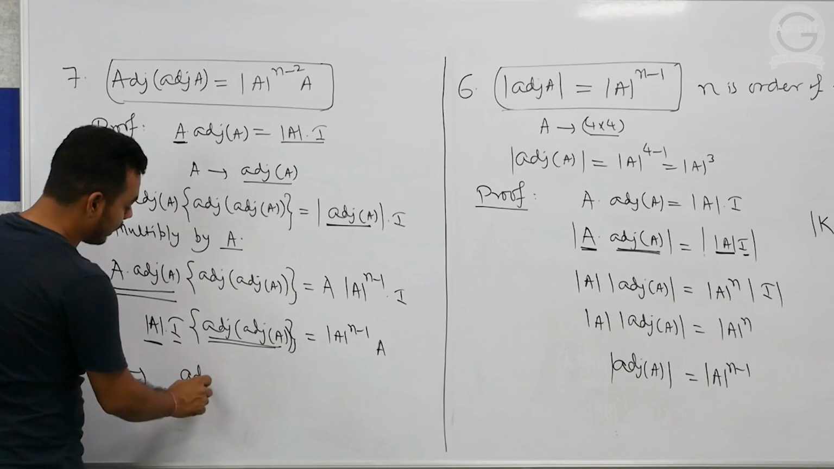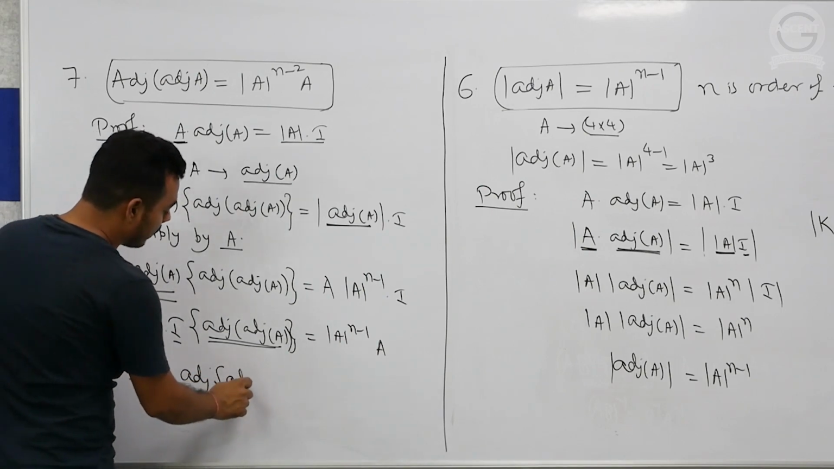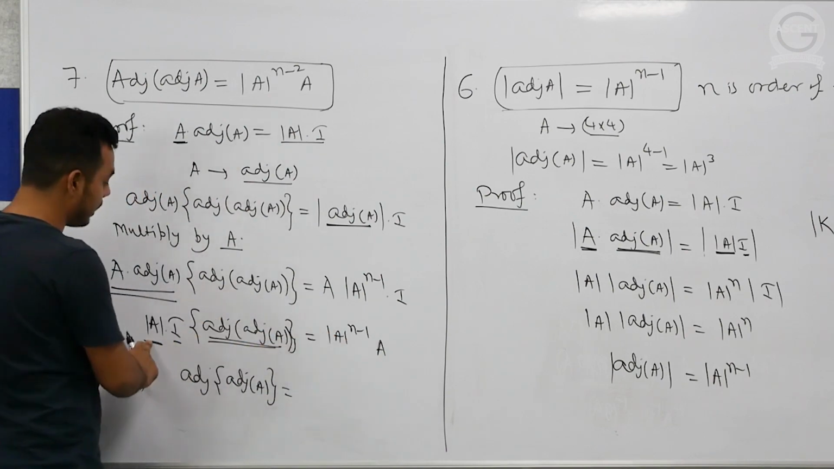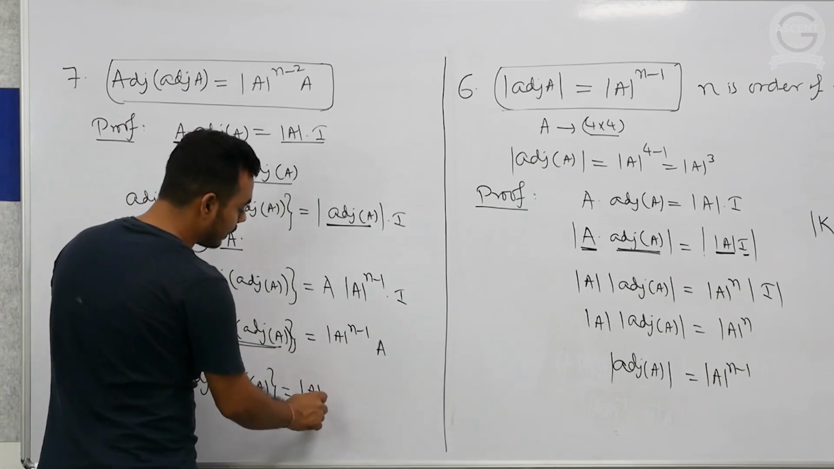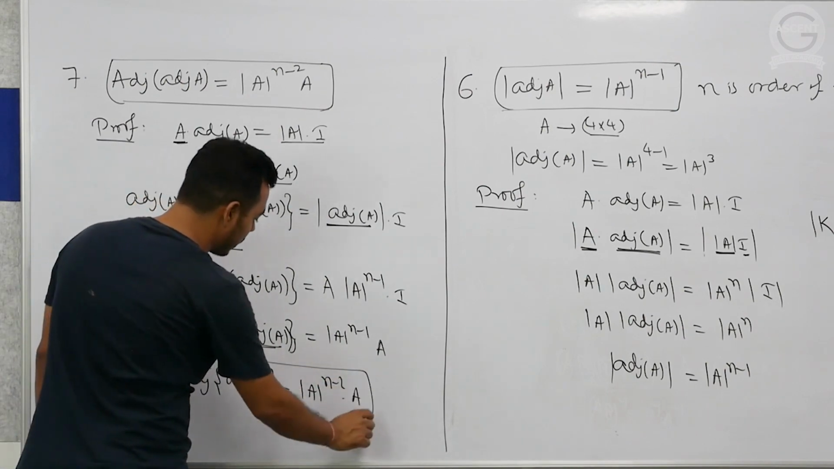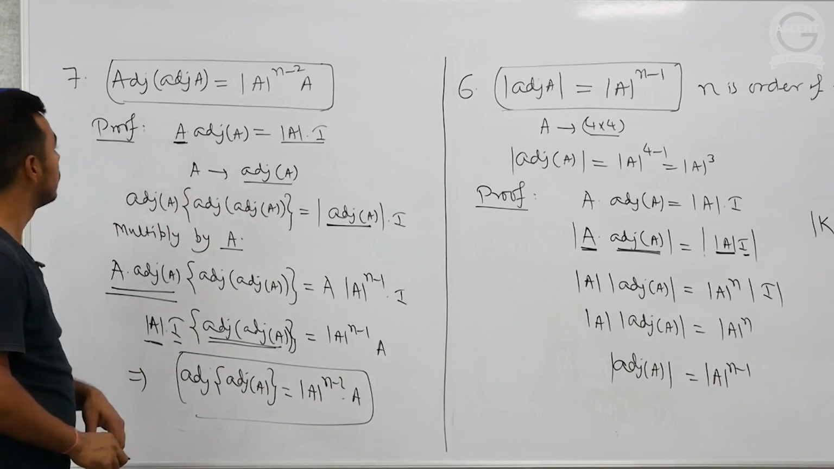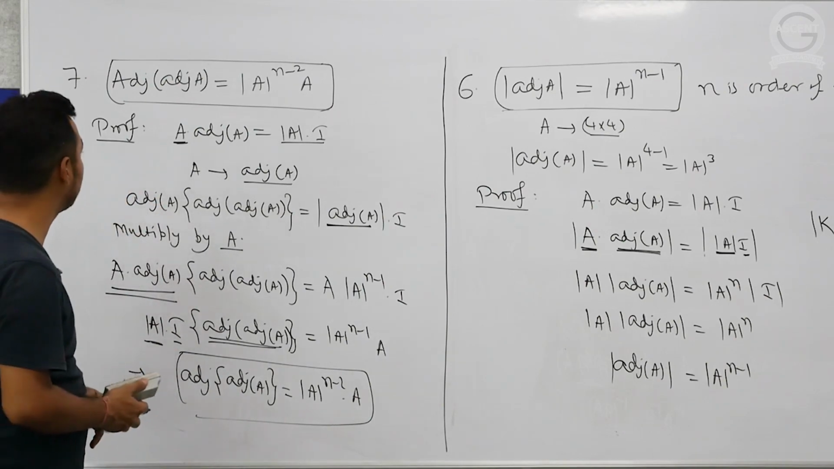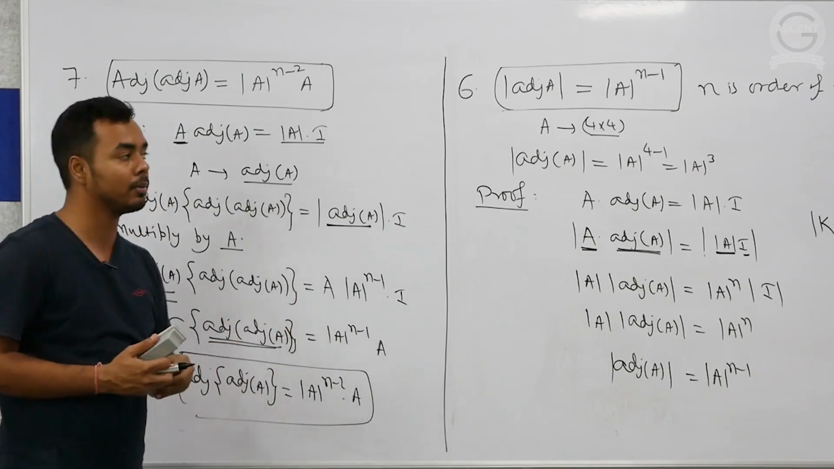So finally you will get adjoint of adjoint of A, and if I divide by determinant of A, I will get determinant of A to the power n minus 2 into matrix A. So again this is a very, very important property. So these are 7 properties of inverse and adjoint of matrix. After this we'll take some of the problems on inverse of matrix.